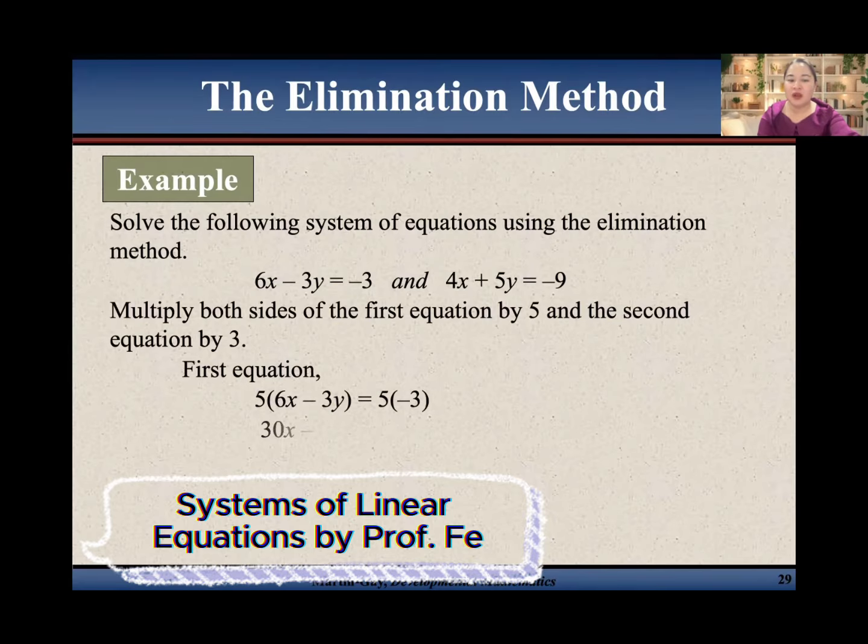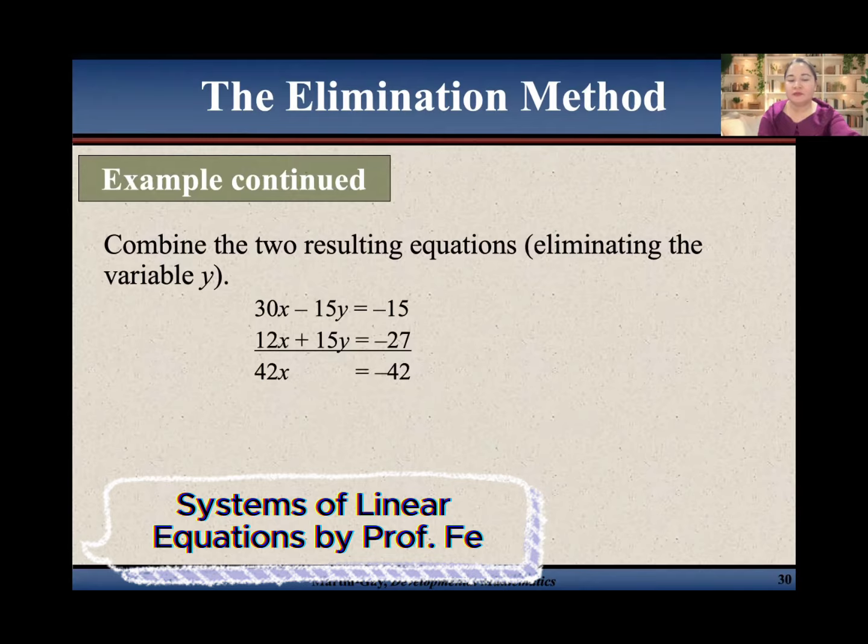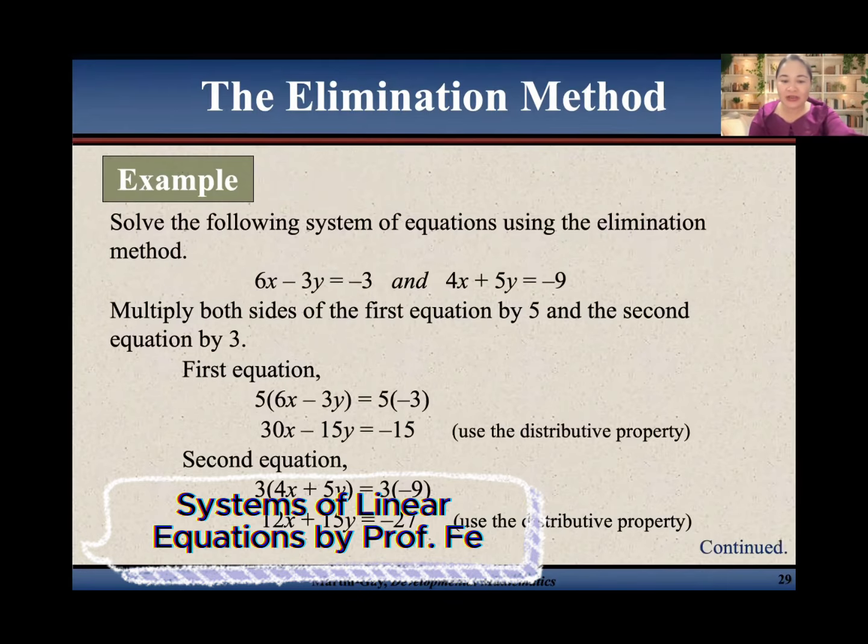This elimination method is very common. Given the two equations, you eliminate one variable, solve for x, then solve for y. Here is an example. When combining, you need to have the same numerical coefficient. So we are going to use the elimination method: 6x minus 3y equals -39, and the second equation is 4x plus 5y equals -49.